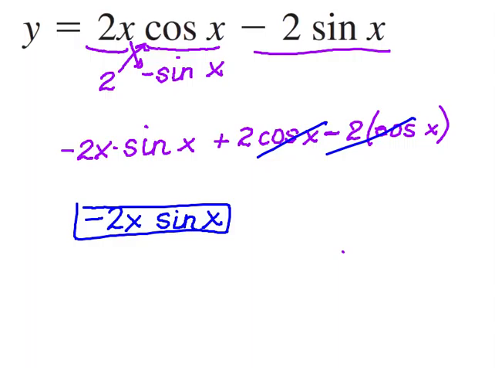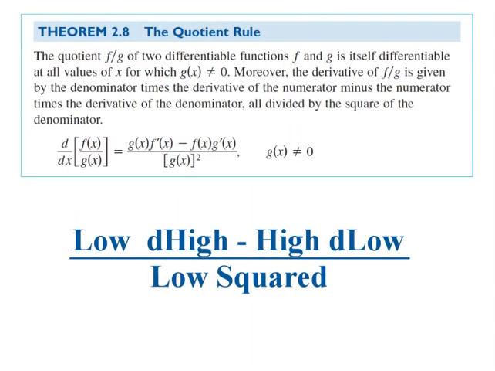We're going to now look at the quotient rule. So the quotient rule basically states, what do you do if you divide? The quotient f divided by g of two differentiable functions f and g is itself differentiable at all values of x for which g of x does not equal 0. The denominator can't equal 0. Moreover, the derivative of f divided by g is given by the denominator times the derivative of the numerator minus the numerator times the derivative of the denominator, all divided by the square of the denominator.